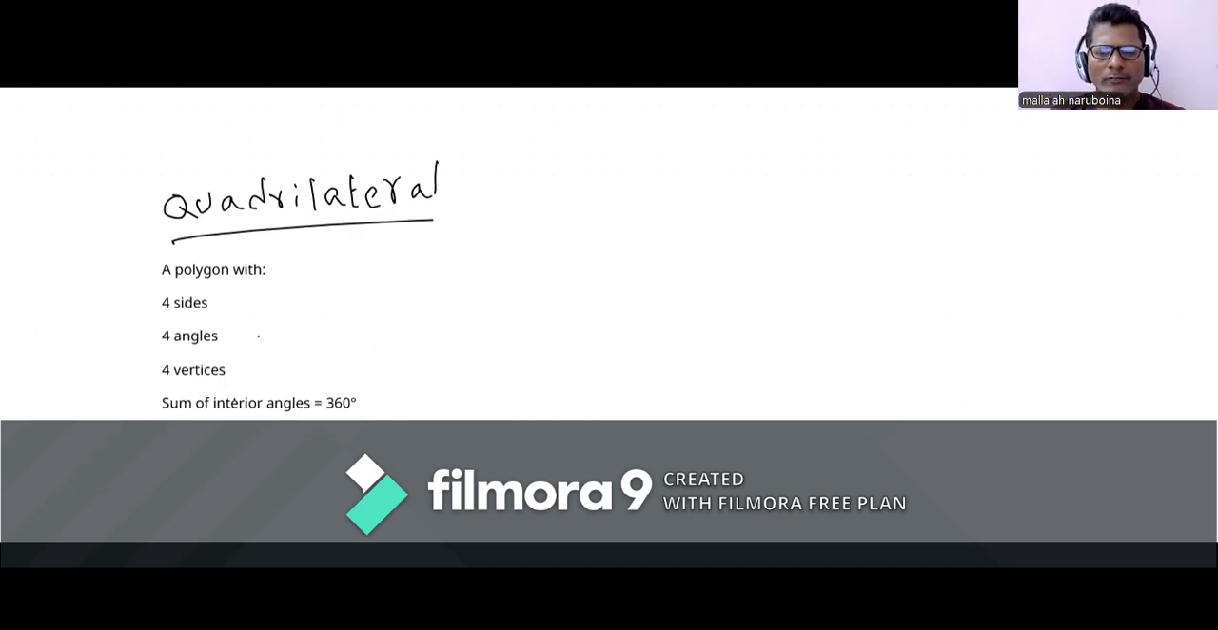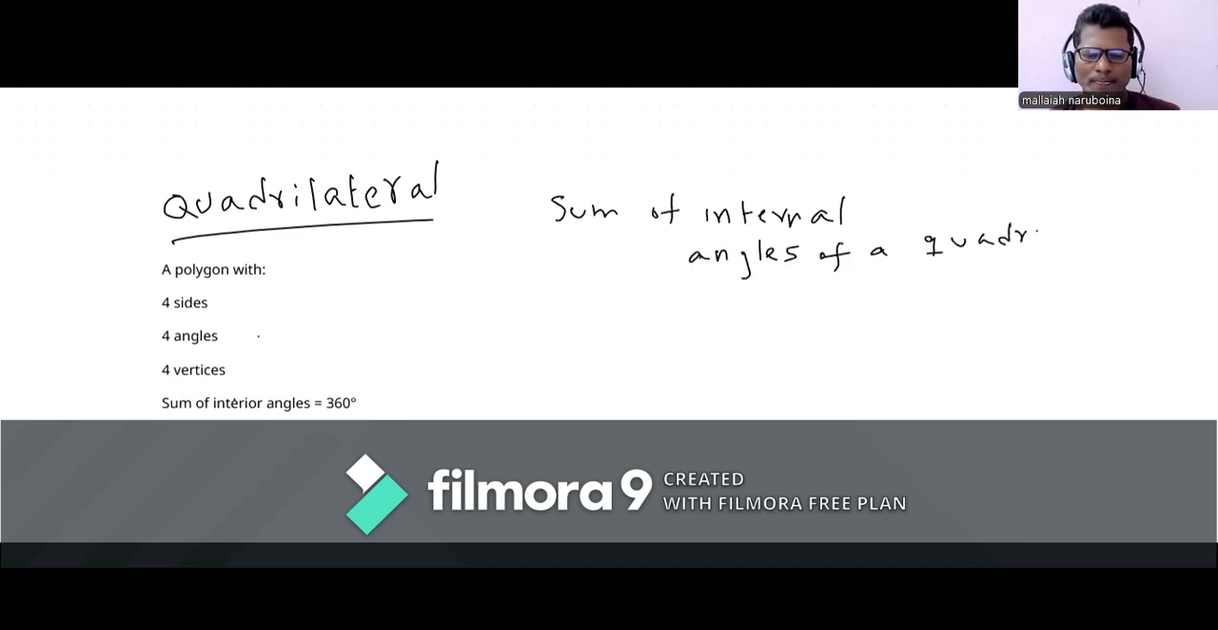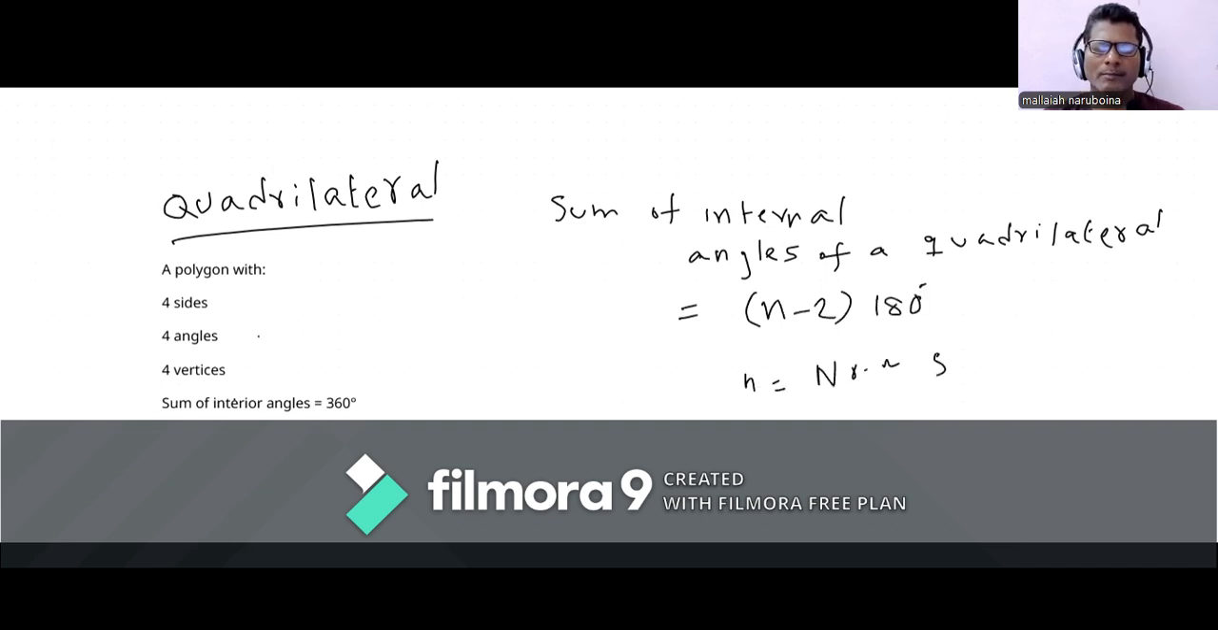Sum of interior angles of a quadrilateral is 360 degrees. Sum of internal angles of a polygon, we use this formula: (n minus 2) into 180 degrees, where n is the number of sides.